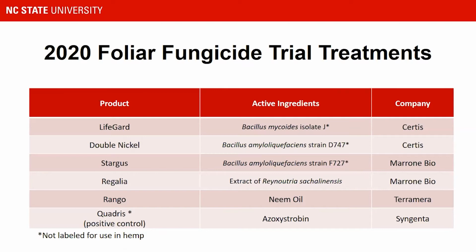We're using Rango, which is a neem oil product, which is typically considered an insecticide, but it may have some impacts if we get something like powdery mildew. But we're comparing everything to a conventional pesticide control, Quadris, which is azoxystrobin. Now that said, Quadris is not labeled for use in hemp, and I don't encourage anyone to use it. We're just using that out there to make sure that we have some sort of a positive control to compare to.